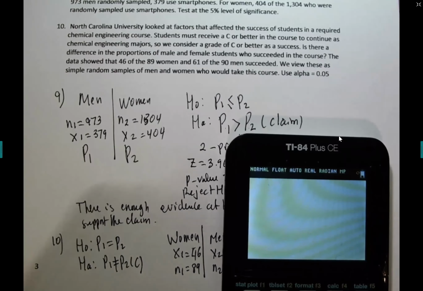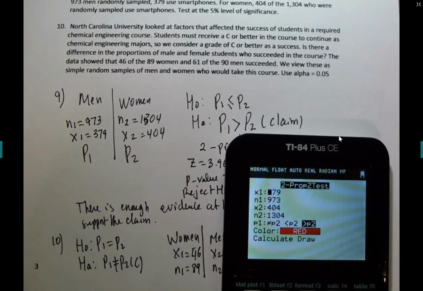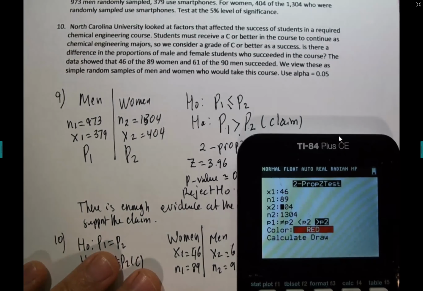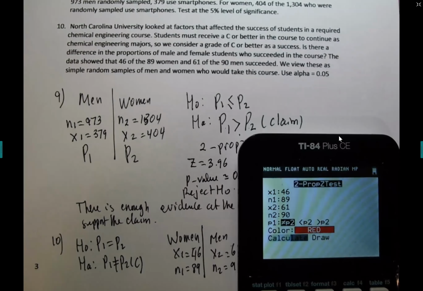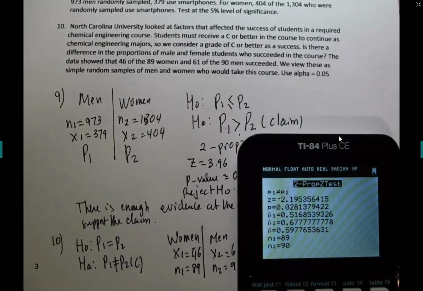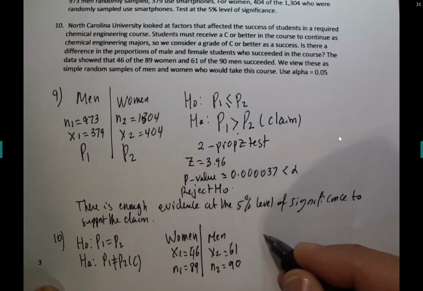Clear, stat, 2 sample, 2 prop Z test, 46, 89. X2, guys, is 61, 90. Probably there is a difference. Let's see. Not equal to, and hit calculate. Negative 2.20, that's Z.